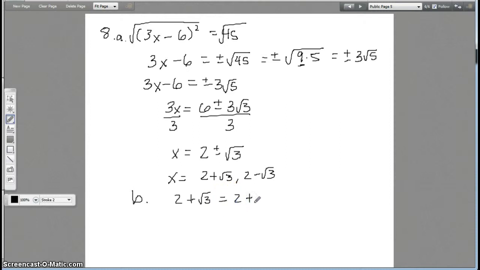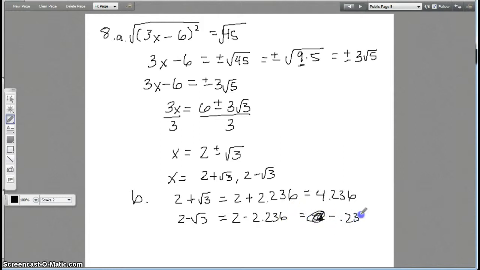That's going to be 2 plus 2.236. And 2 minus square root of 3 is going to be 2 minus 2.236. So 2 plus 2.236 is going to be 4.236. And 2 minus 2.236 is going to be negative 0.236. It's a decimal there. So those are our two answers for part B. And that's as far as we need to go.